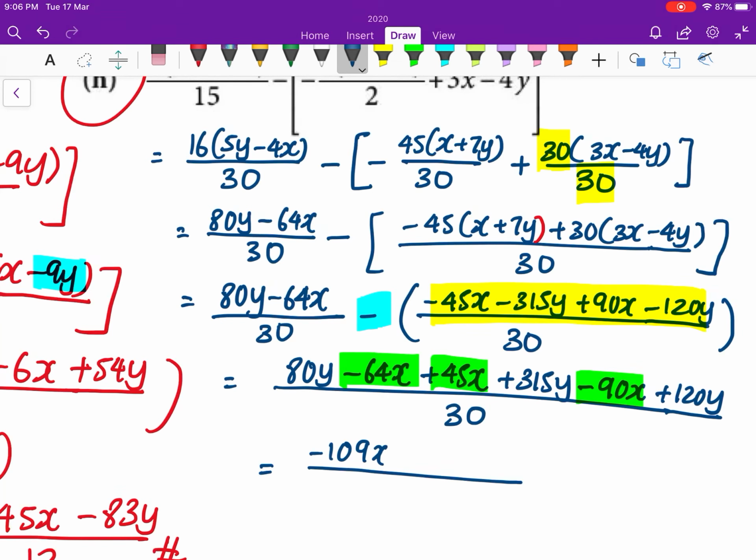We have 80y, we have 315y, we have 120y, and it's all adding up. Addition. So 515y over 30. So negative 109x, 515y and 30, there's no common factor. So this will have nothing to cancel, to divide. This will be the final answer.